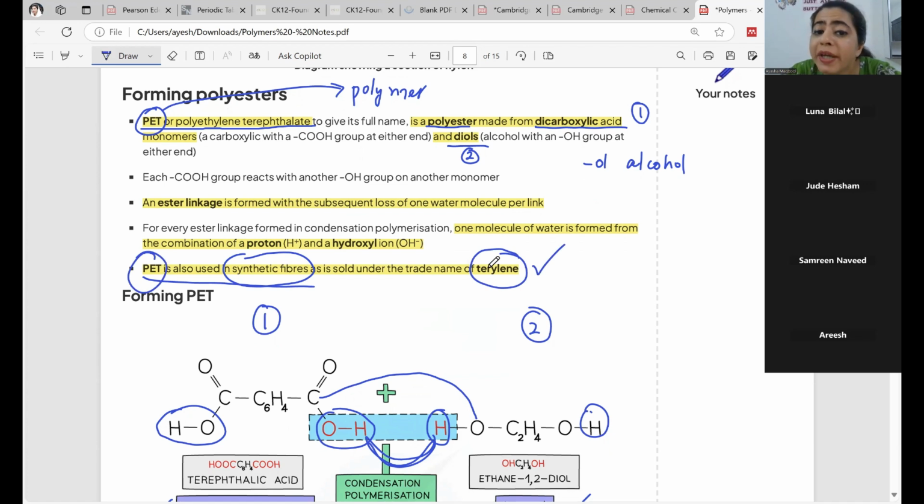They can ask you, okay, tell us the monomers for terylene. So the same monomers, dicarboxylic acid and diol. Or they can ask you what the monomers for PET are. So it will be dicarboxylic acid and diol.